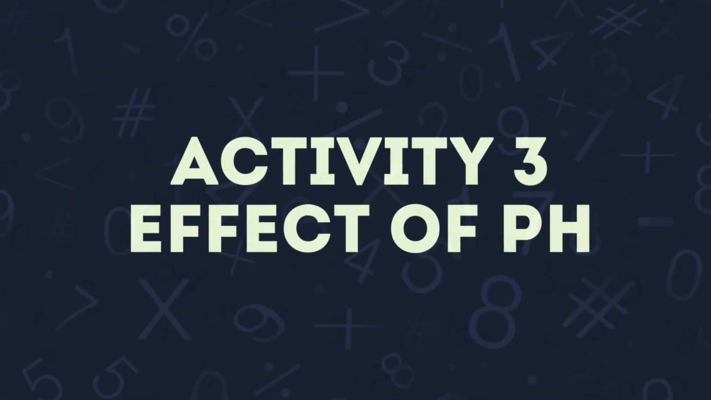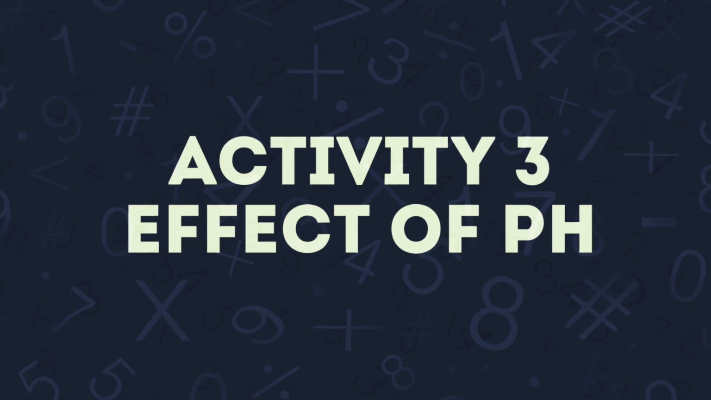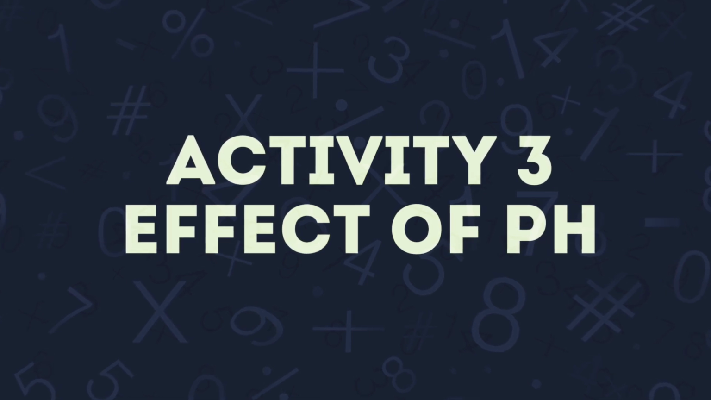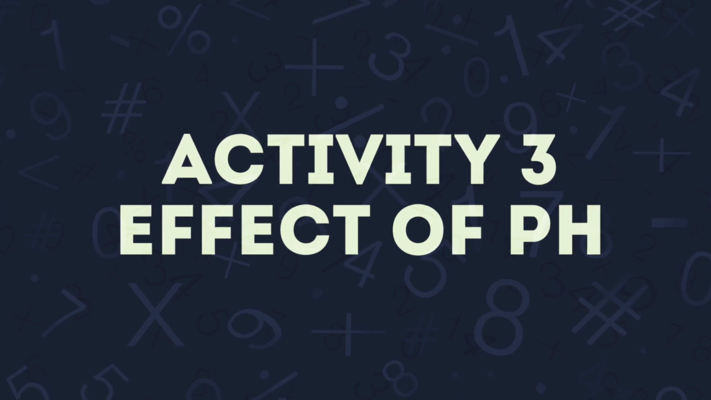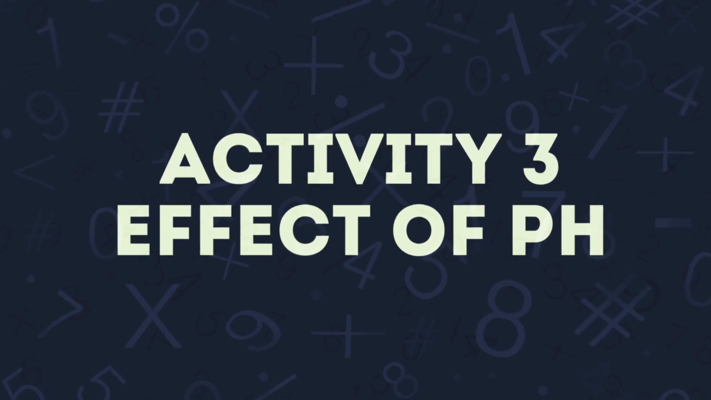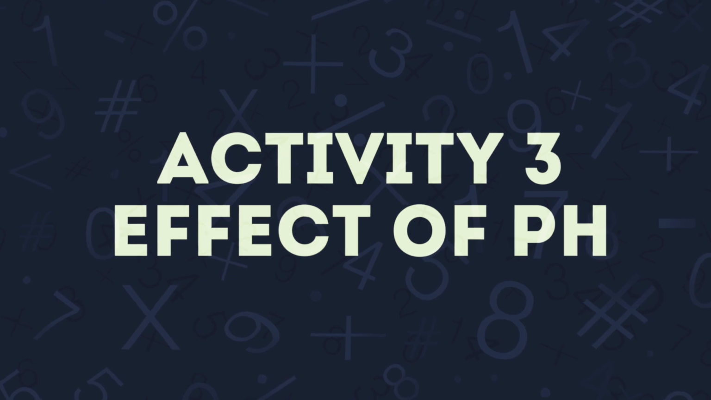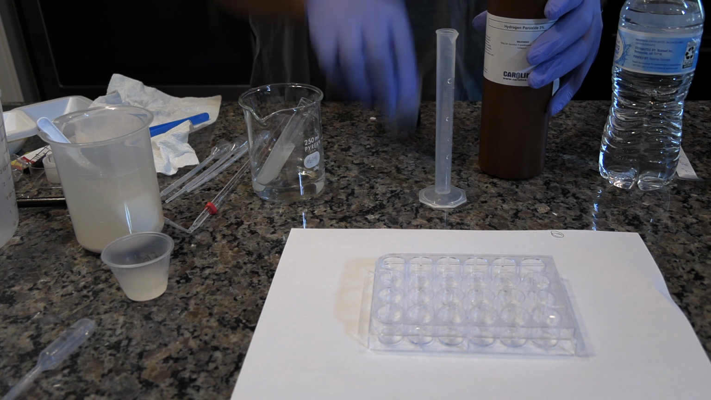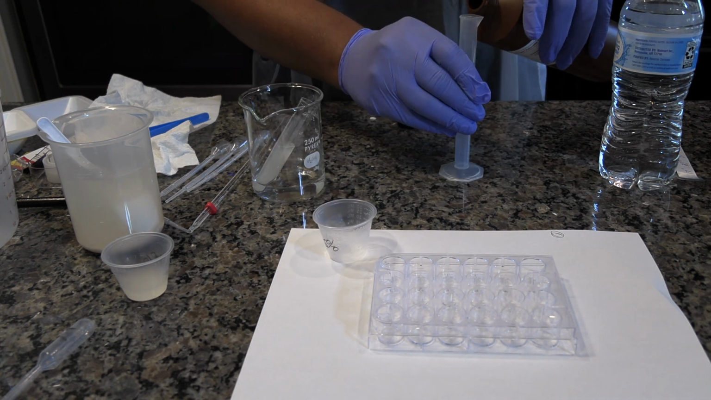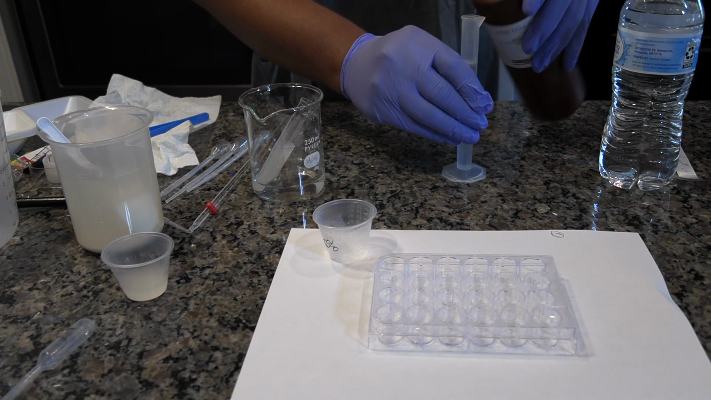Activity 3, Effect of pH. This activity investigates the following question. How does pH impact the decomposition rate of the substrate hydrogen peroxide by the enzyme catalase? Prepare fresh solution of 1.5% hydrogen peroxide.